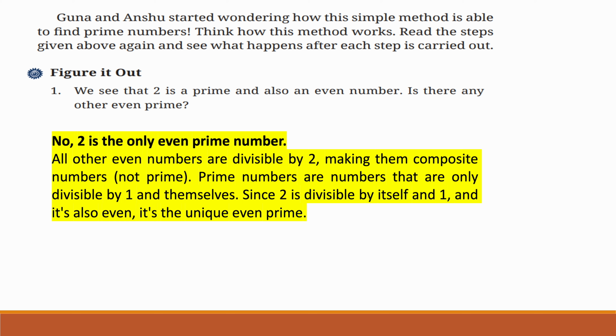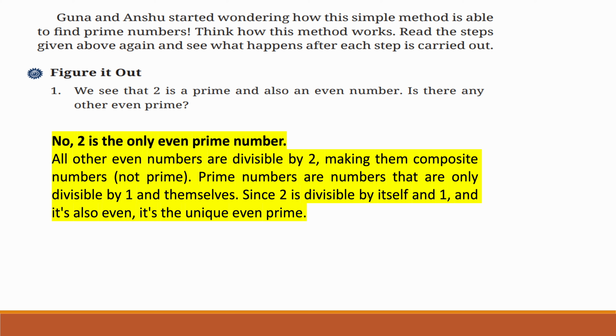All other even numbers are divisible by 2, making them composite numbers, not prime. Prime numbers are numbers that are only divisible by 1 and themselves. Since 2 is divisible by itself and 1 and it is also even, it is a unique even prime. A prime number has only 2 factors, 1 and the number itself. So 2 is a prime number, and also an even number.